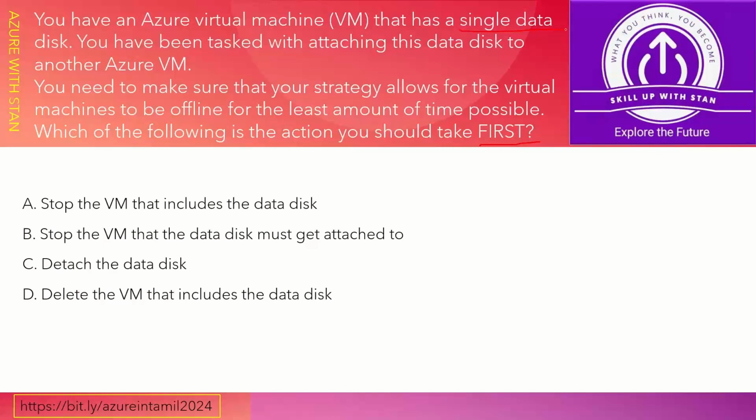Azure has a feature called Azure shared disk that can be attached to multiple VMs. But if it is a normal disk, you have to detach the data disk from the current VM, and only then can you attach it to the other server. So the very first step is detaching the data disk. That is the question here: what is the first step you do?